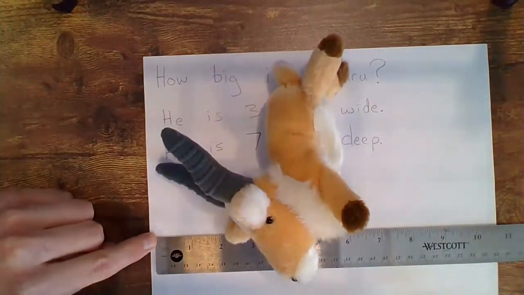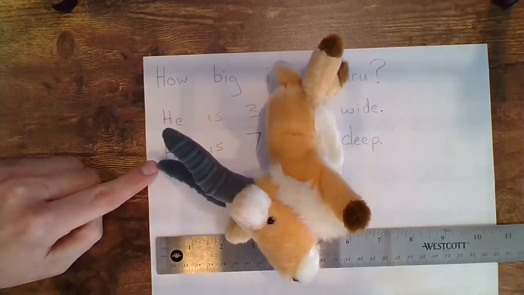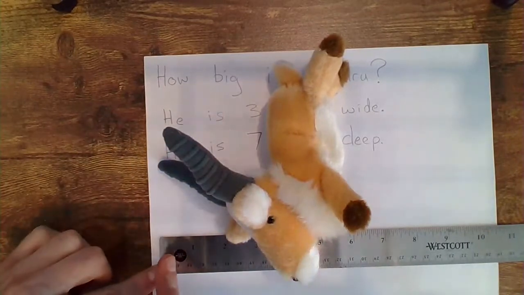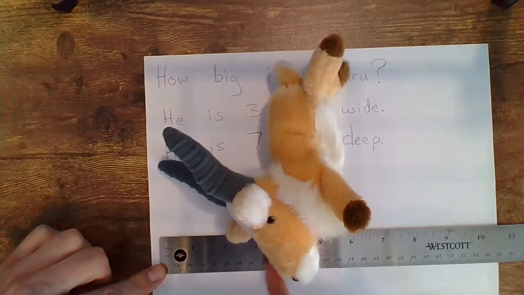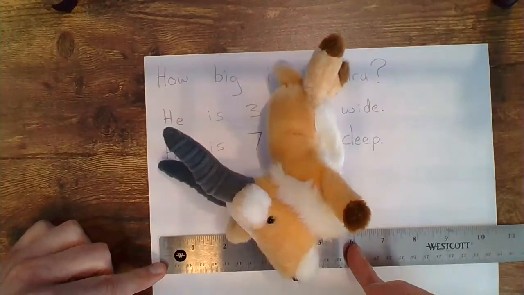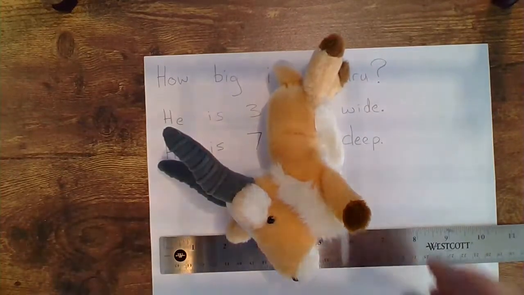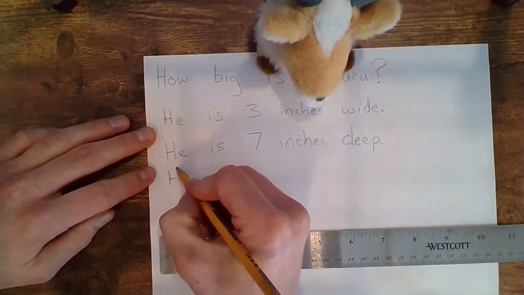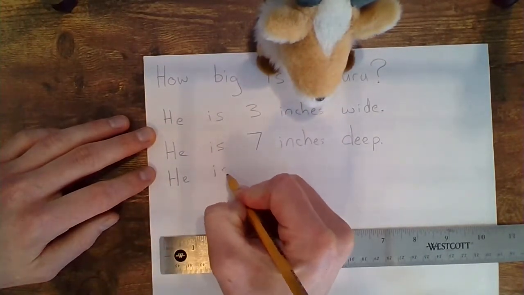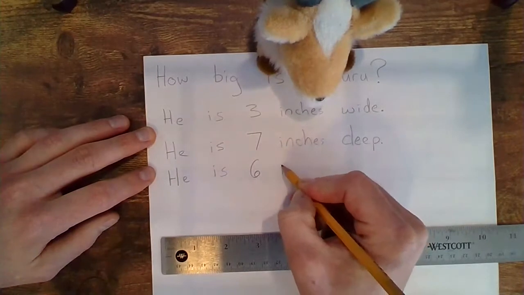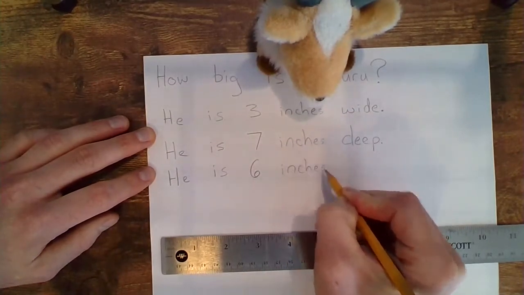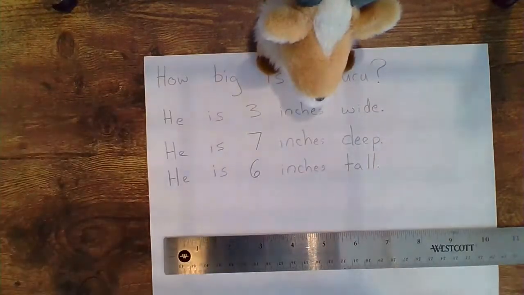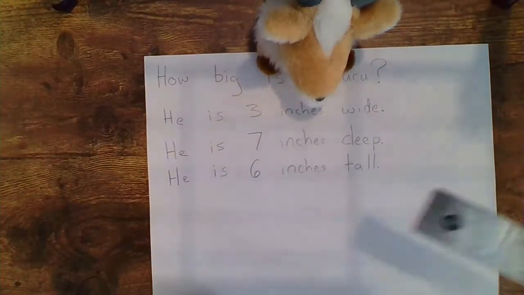So again, I'm going to try to line up this line to the tip of his horn. All right. And then I come over. 1, 2, 3, 4, 5, 6. So he's 6 inches tall. Now I want to write that. He is 6 inches tall. Period. So now I know how big Yakuru is.